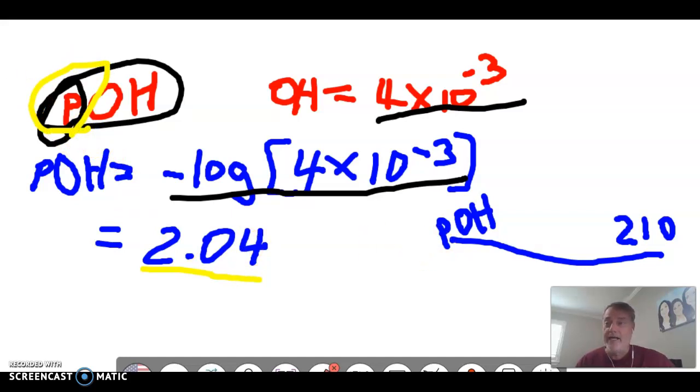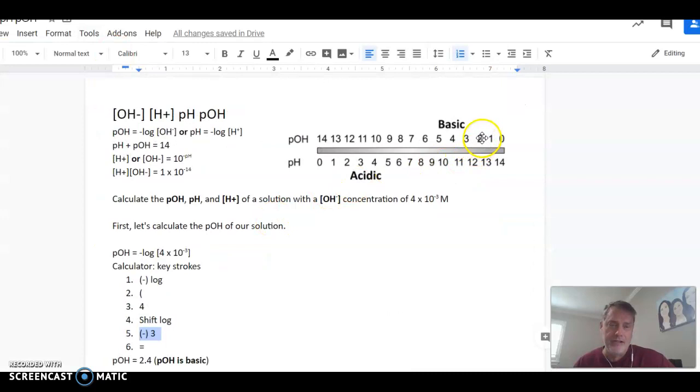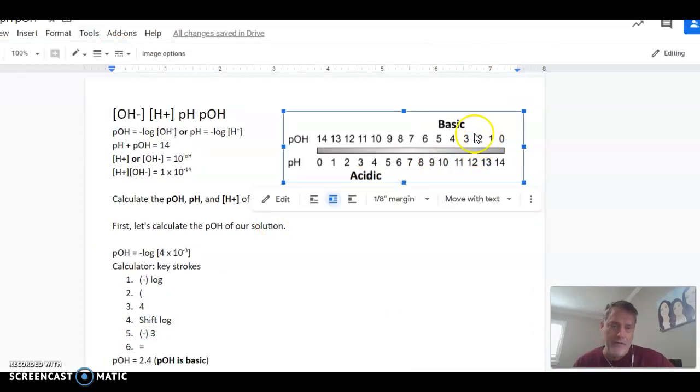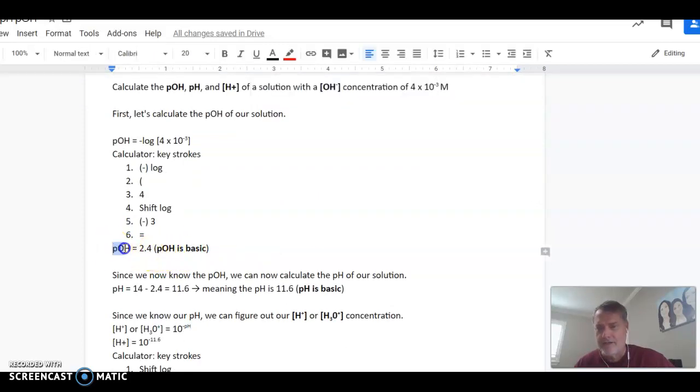And if you go back and look at our scale, our pOH, remember it's a flip-flop, it's going to be right in this area, so it's a strong base. So let me just go back up here. So if you see up here, 2.4 is going to be in this area here, so it is basic. So pOH, here we go, is going to be basic.